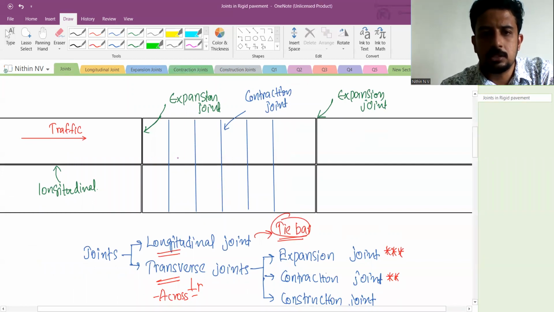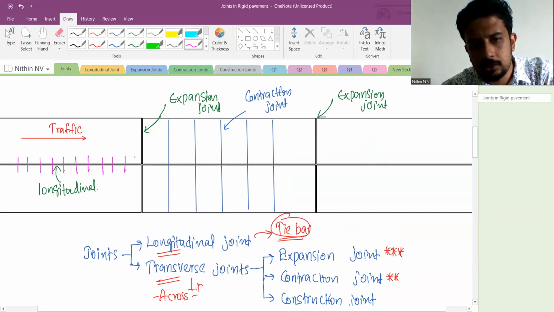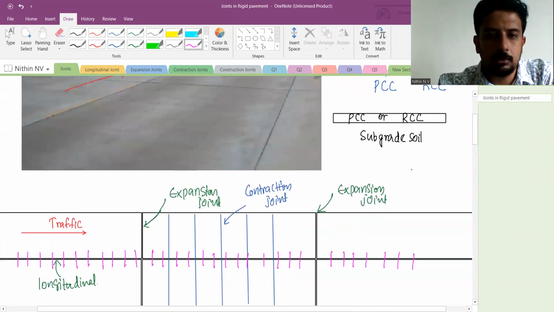How can we mark a tie bar? Across the longitudinal joint, to keep these two slabs together like this, so many tie bars we are going to provide like this. Okay, we are not going to see that in the actual image.